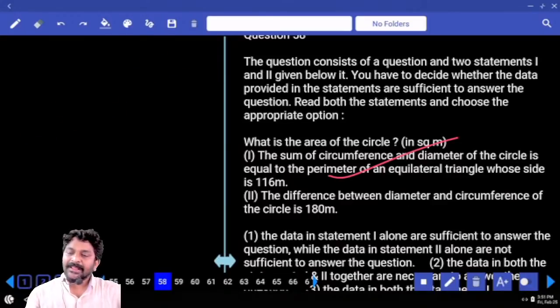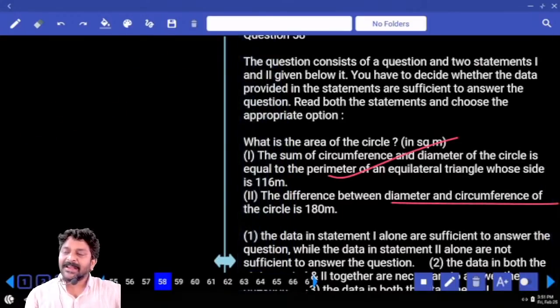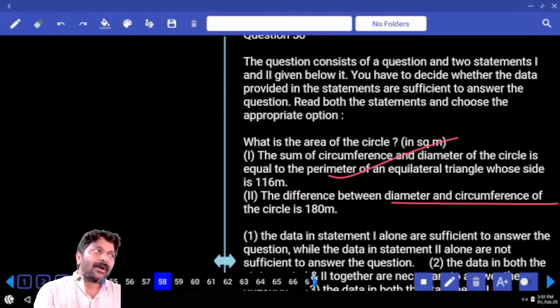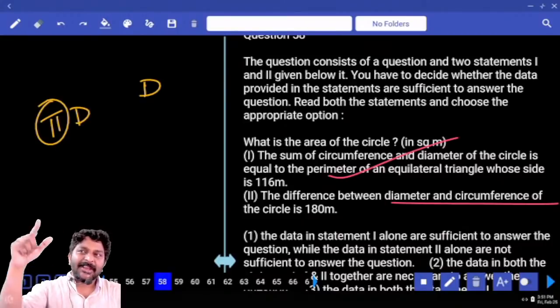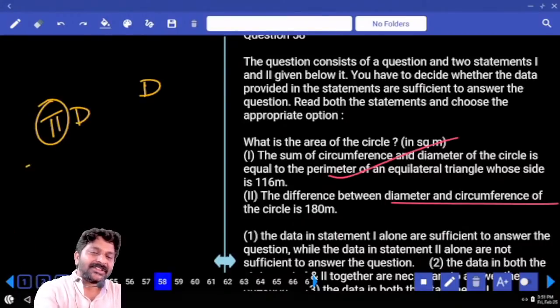Next, the difference between diameter and circumference. Out of diameter and circumference, which is more? Circumference is pi d, or 2 pi r. Diameter and pi d. What is pi? 3 point something, right? So 3 times d minus d.